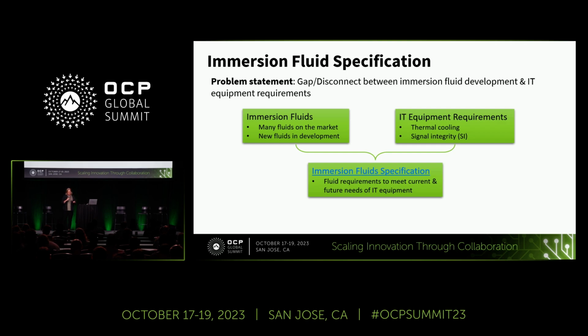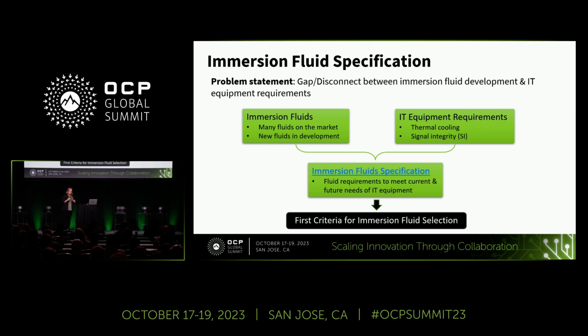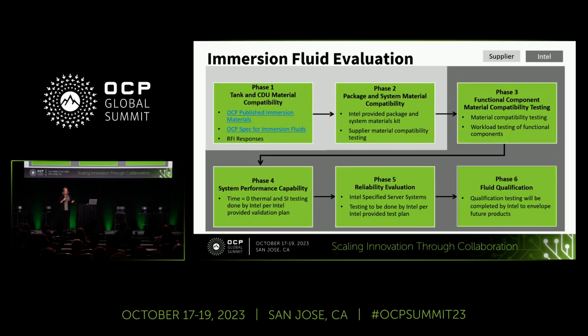But what we should keep in mind here is, okay, we got an immersion fluid specification, that's great, that's a first step, but that's not your only criteria when you're selecting an immersion fluid. It's the first criteria, but there are a lot of other options and parameters that you need to consider here. Which ones are those? That's what we will be talking about in the next slides. And it's really coming back to the immersion fluid evaluation.